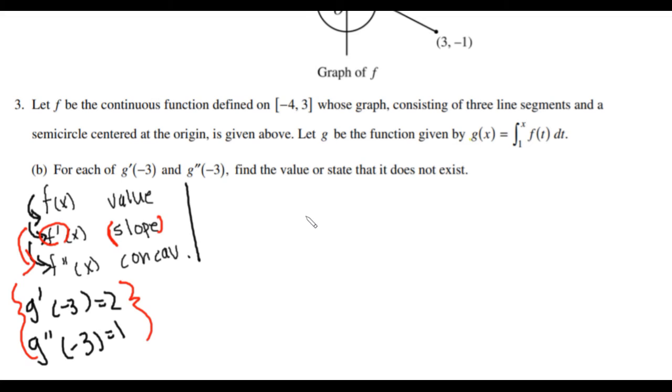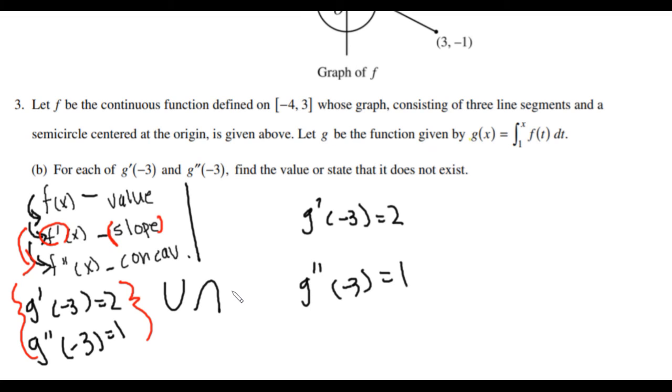So this again will be your final answer. I will just finalize it. g prime negative 3 is 2, and g double prime negative 3 is 1. So like this, you have to keep this equation in mind, and this pattern too. f of x, f prime x, and f double prime x, and what each relates to. Function is value, prime is slope, double prime is concavity. Concave up or concave down. Sorry for the wording. So that was part B.